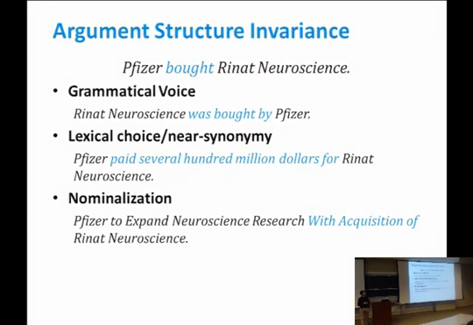So here we have a relation of a company, Pfizer, bought another company, Renault Neuroscience. And you can express this particular semantic relation in many different ways. For example, you can put it in the passive voice. So Renault Neuroscience was bought by Pfizer. You can add other kinds of information to it or use a different lexical item. So you have Pfizer paid several $100 million for Renault Neuroscience. And you can even nominalize it so that instead of expressing the relation as a clause, you express it as a noun phrase. Like Pfizer to expand neuroscience research with acquisition of Renault Neuroscience.